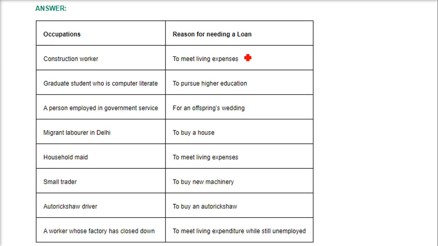The construction worker may take a loan to meet daily living expenses. A graduate student who is computer literate may take a loan to pursue higher education or to set up a computer literacy center or some shop related to computers. A person employed in government service may need a loan for a wedding, for building a house, or for the kids' education. A migrant laborer in Delhi may need a loan to buy a house or for daily needs. A household maid, to meet living expenses and daily needs. Small traders, to buy new machinery. An auto rickshaw driver, maybe to buy a new auto rickshaw or even a taxi. A worker whose factory has closed down, to meet living expenditure while still unemployed.